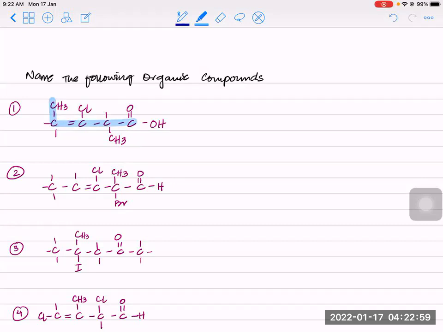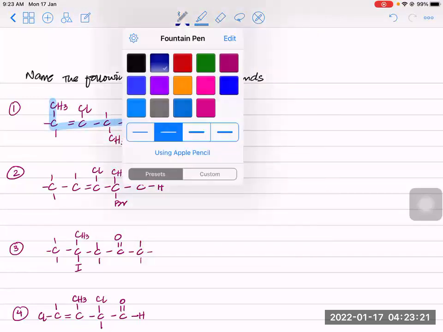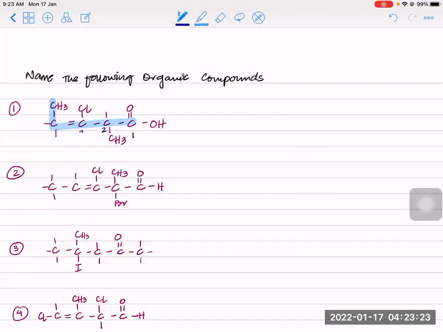Now let's try and number the carbon atoms. How will you number? The most important functional group should get the least number. And I told you the most important is carboxylic acid. So this will be carbon number 1. This is the longest carbon chain: carbon number 1, 2, 3, 4, and 5. So this is what we have.